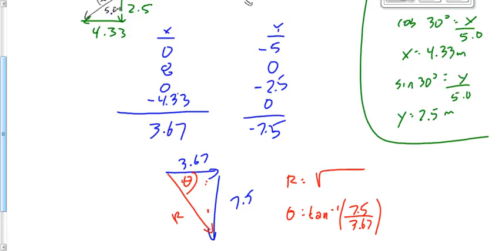What do we get for the value of r there? 8.3. And what's the value of theta? What is it? 64 degrees. That would be 64 degrees what of what? Where are we measuring it from? North, south, east, or west?